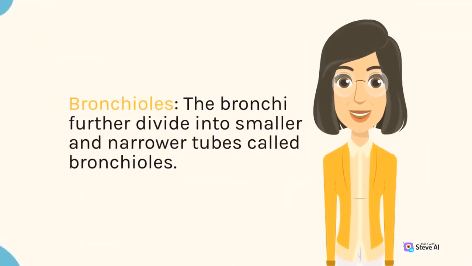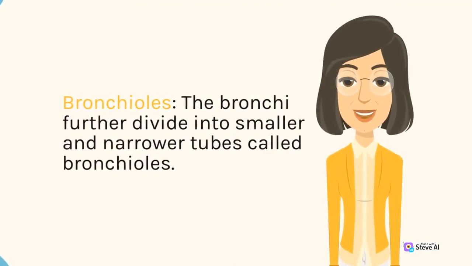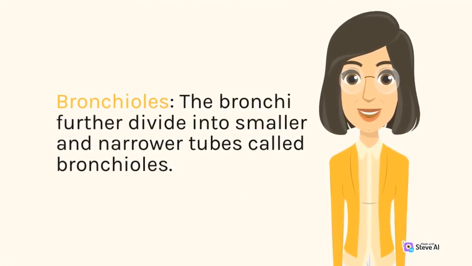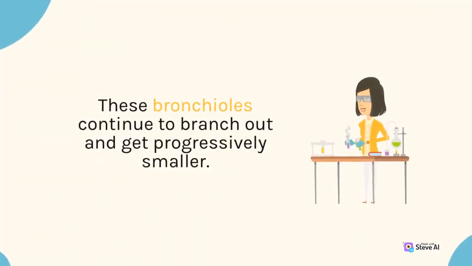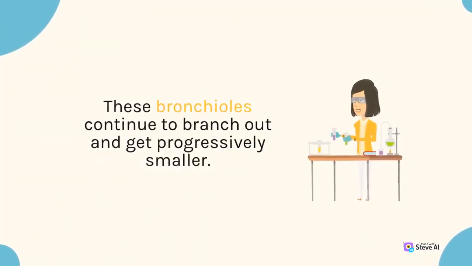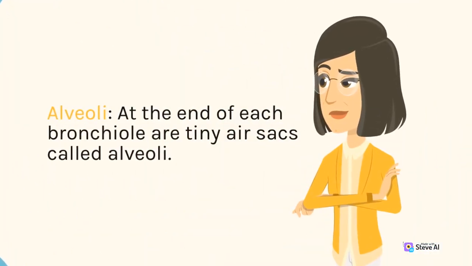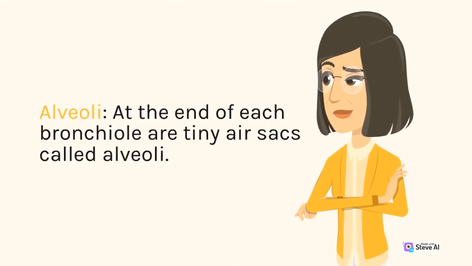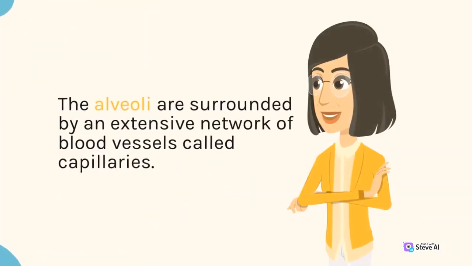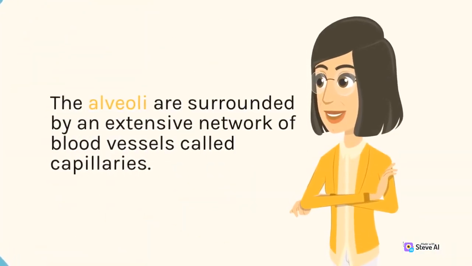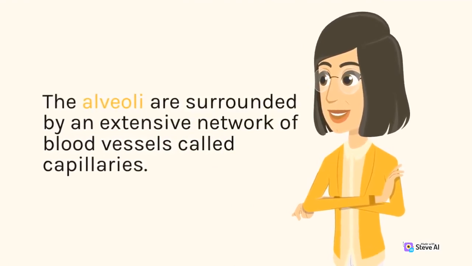Bronchioles. The bronchi further divide into smaller and narrower tubes called bronchioles. These bronchioles continue to branch out and get progressively smaller. Alveoli. At the end of each bronchiole are tiny air sacs called alveoli. The alveoli are surrounded by an extensive network of blood vessels called capillaries.